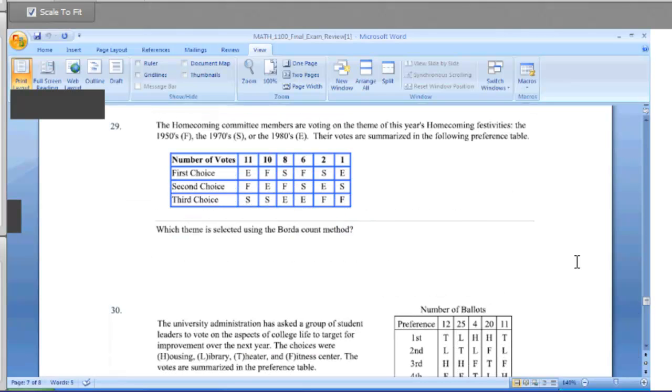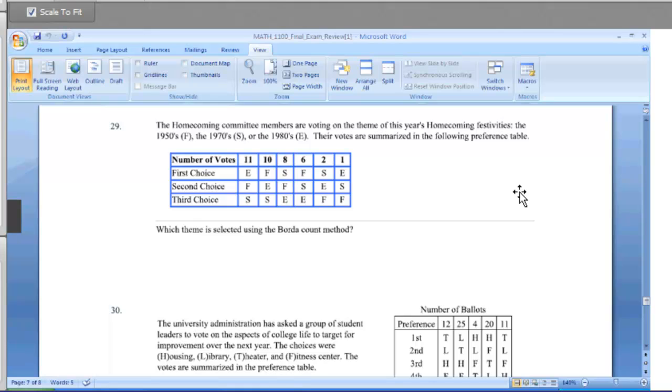Okay, for number 29, the homecoming committee members are voting on the theme of this year's homecoming festival. Oh, sorry, we just did that one. Oh, no, I'm sorry, same problem, but now we're going to use the Borda count method. So the Borda count method is where however many options there are, in this case there's 3 options. That means that first place gets 3 points, second place gets 2 points, and third place is worth 1 point.